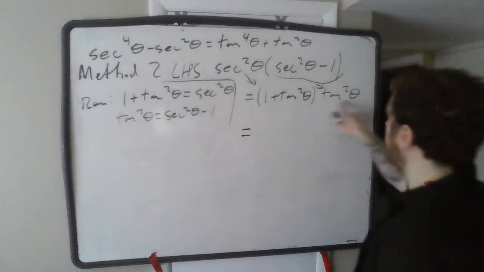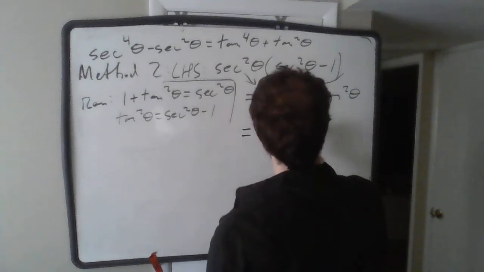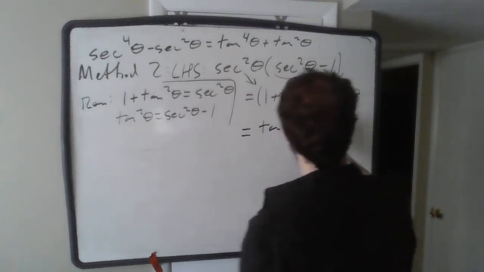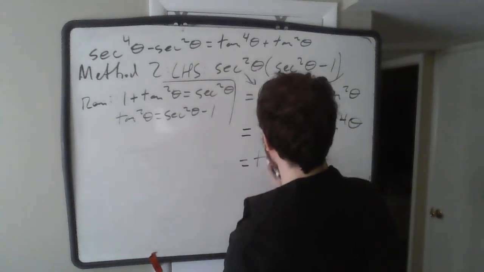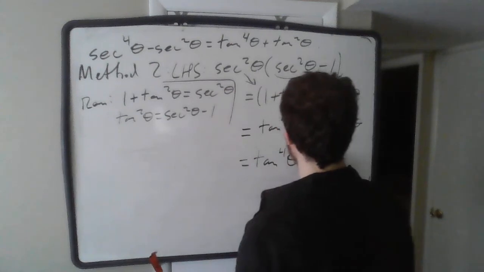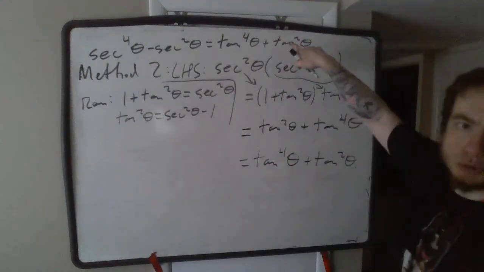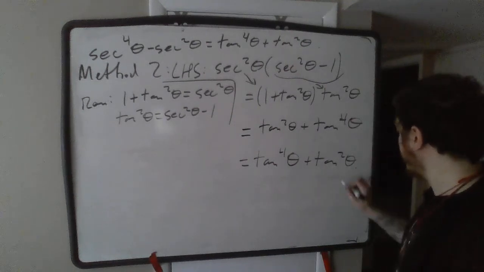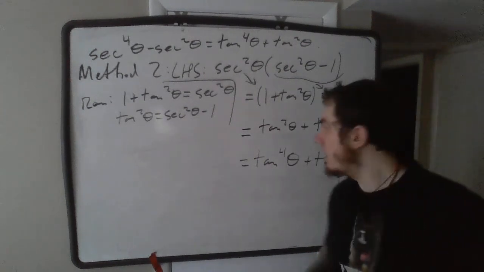But now, let's distribute this. This is going to become tangent squared theta plus tangent to the 4th theta, which is, of course, just tangent to the 4th theta plus tangent squared theta, and that's actually just what we have on the right-hand side, and we are done.